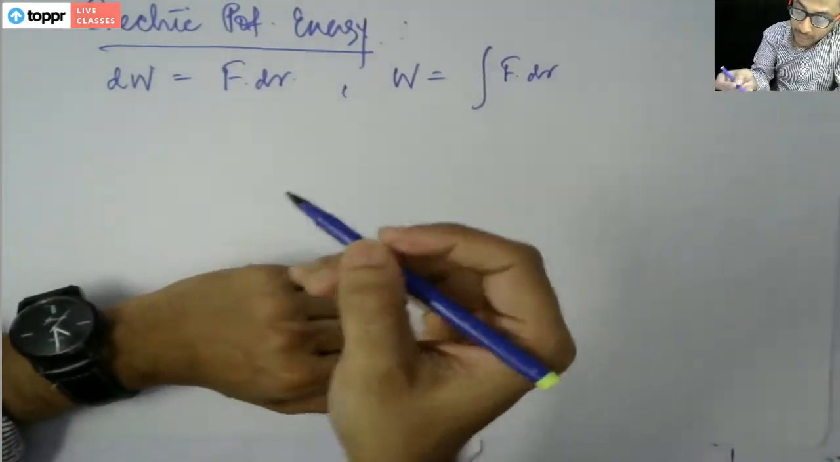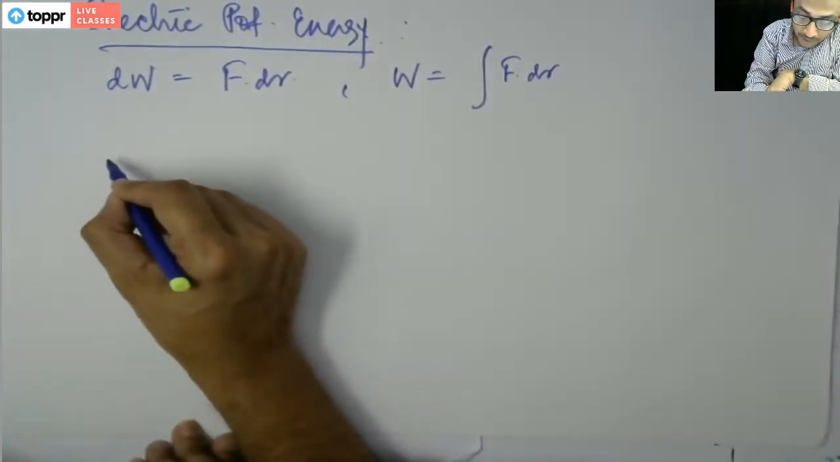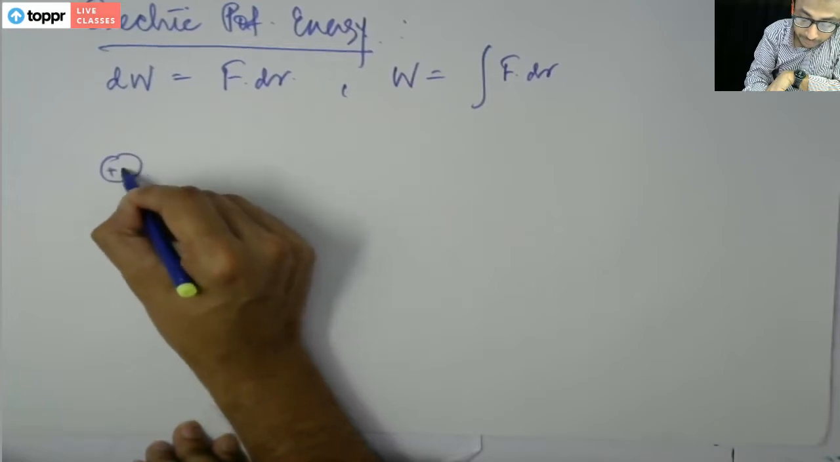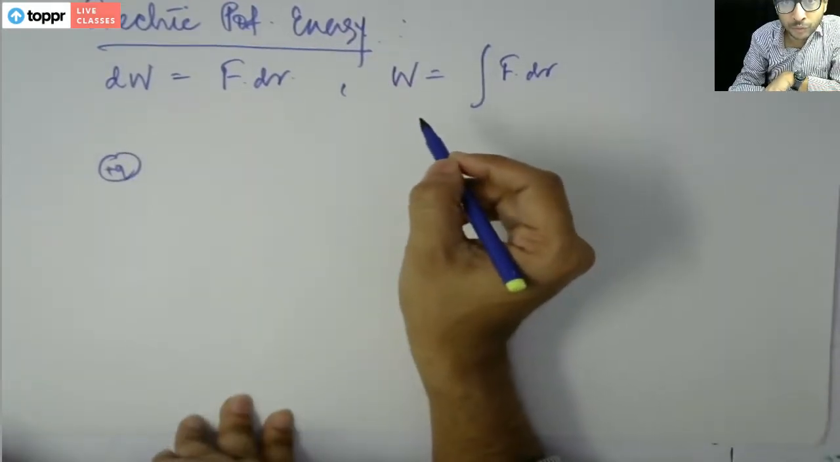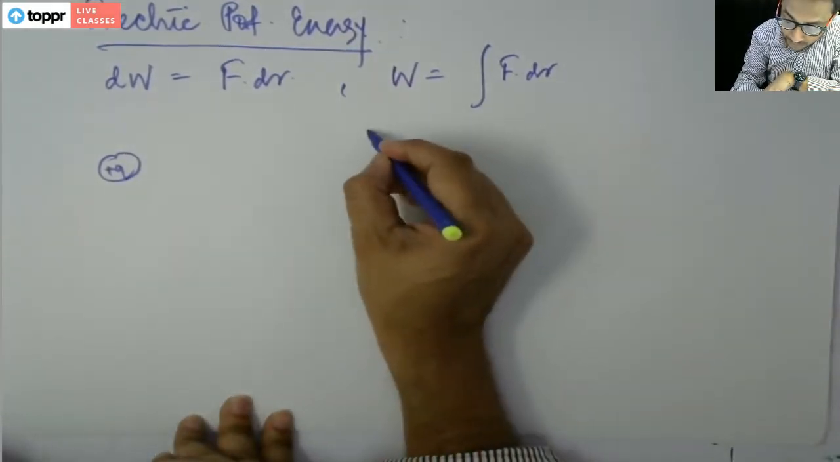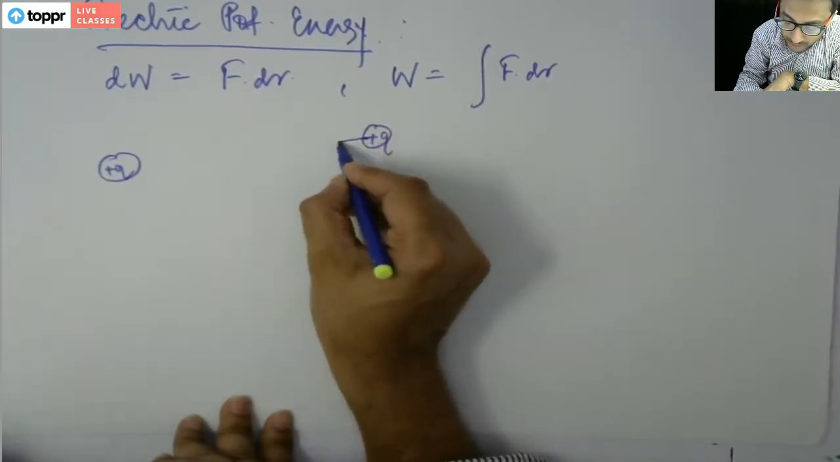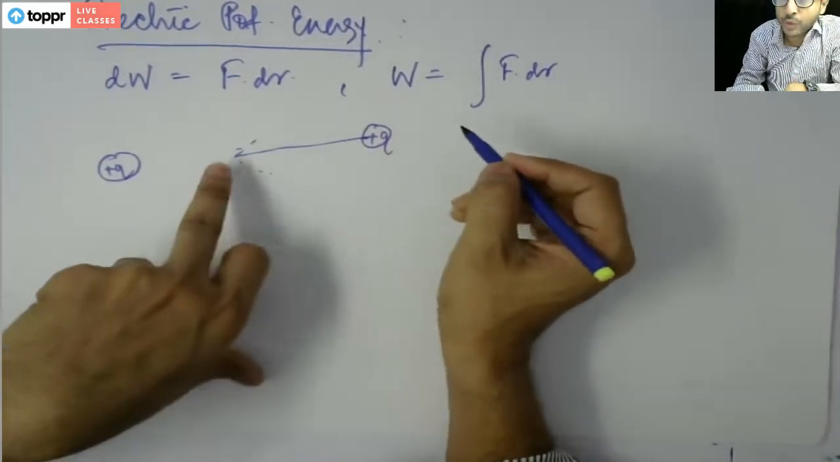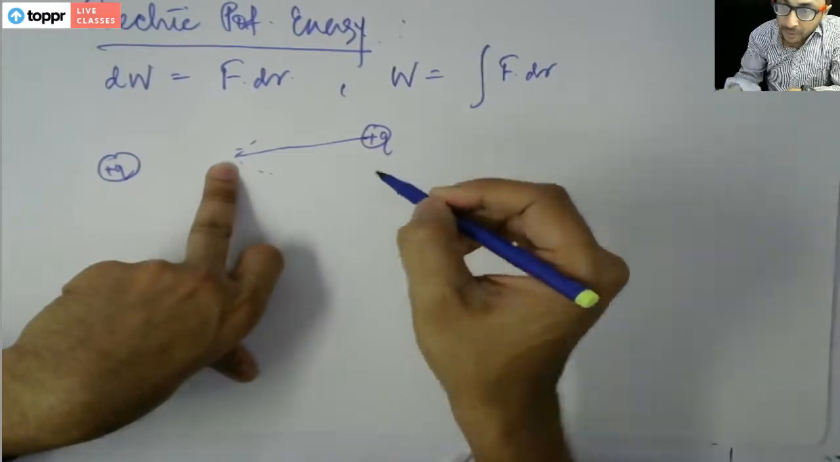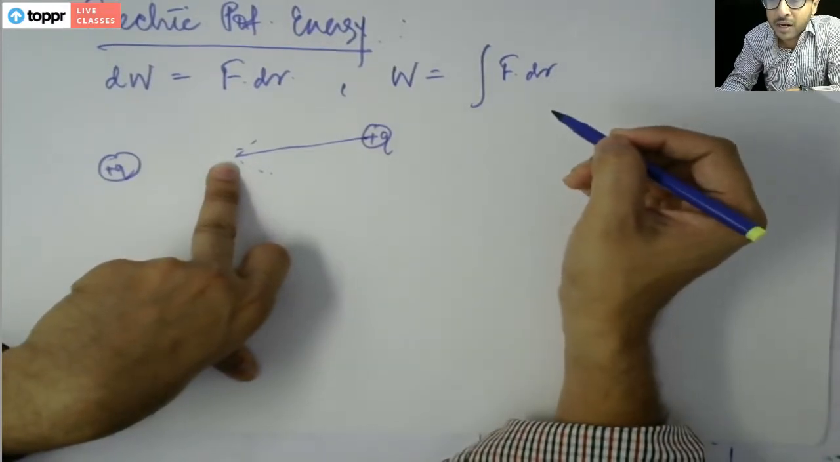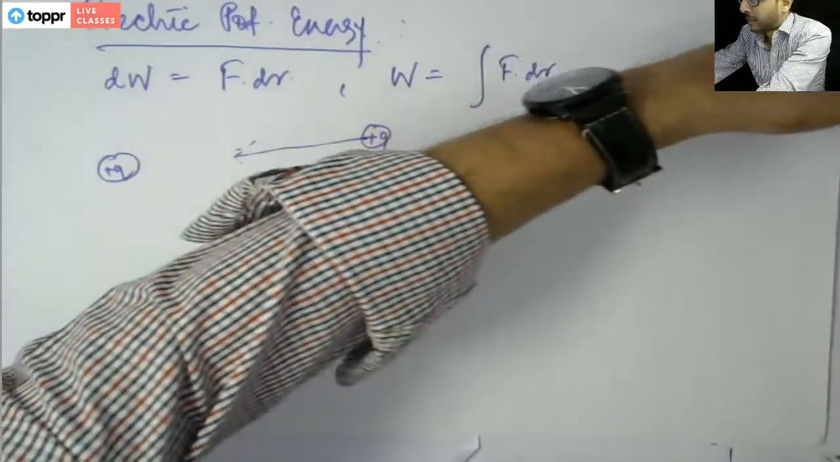Now say there is a charge Q, right? You are bringing another plus Q charge very near to it.